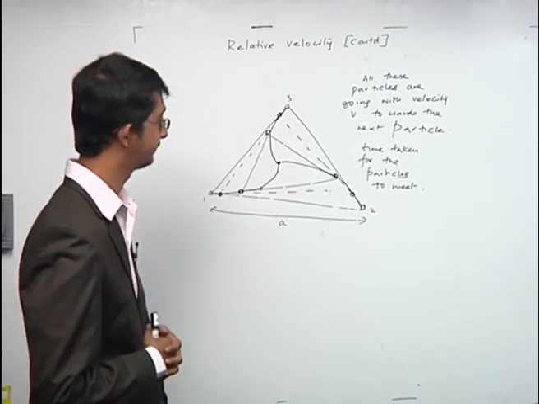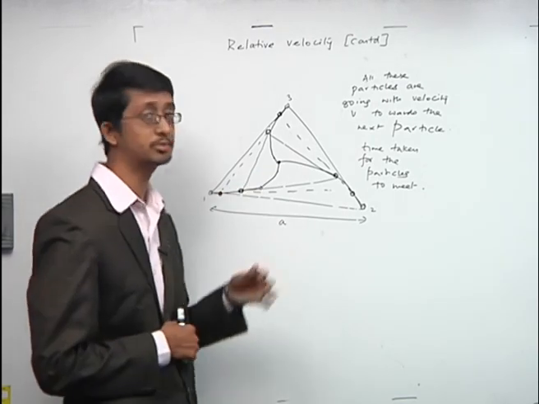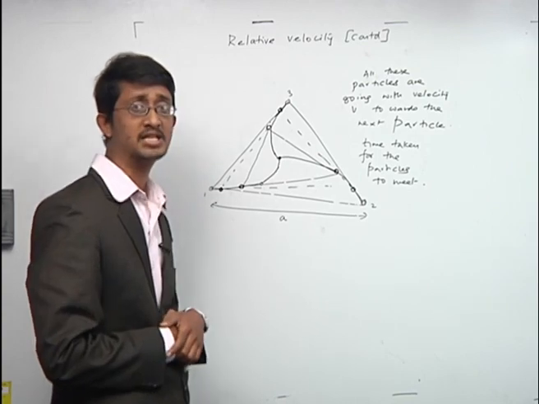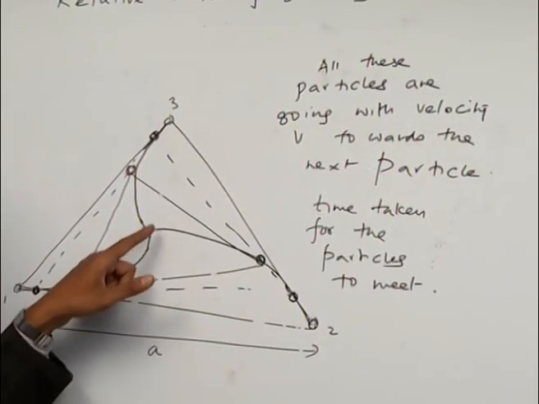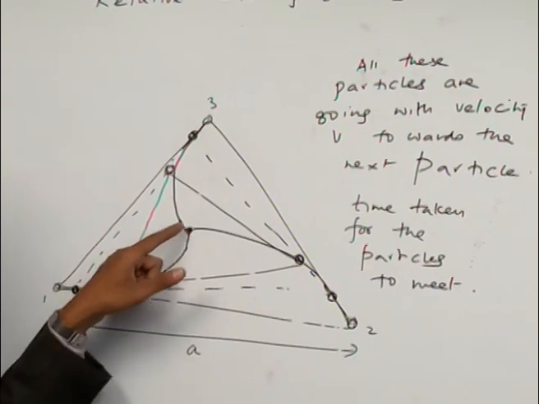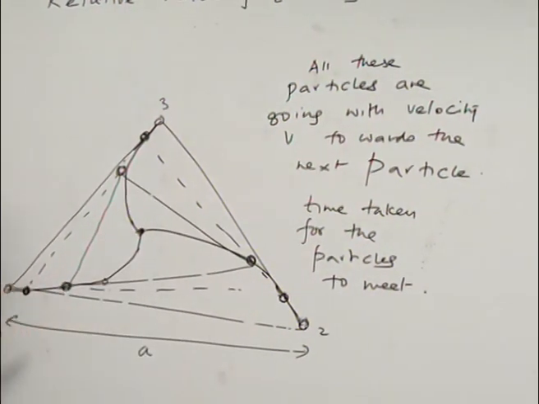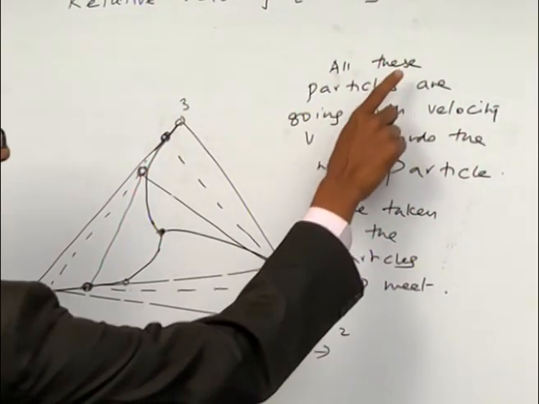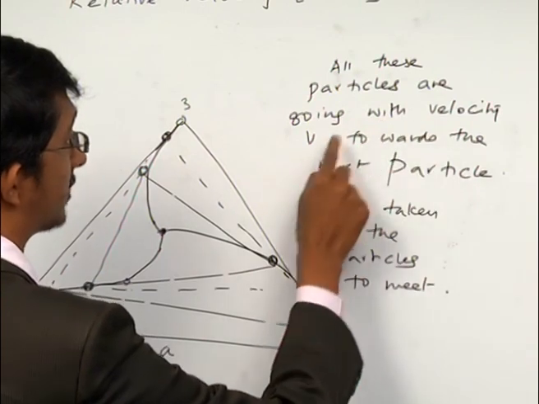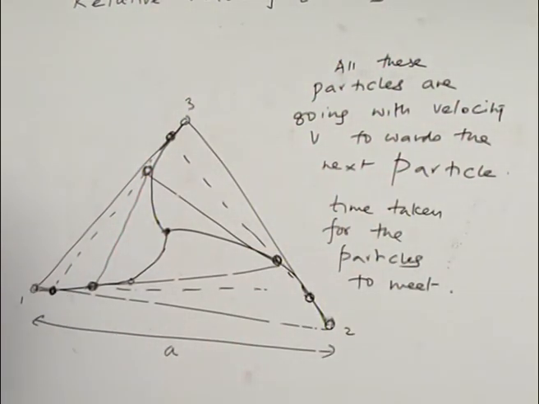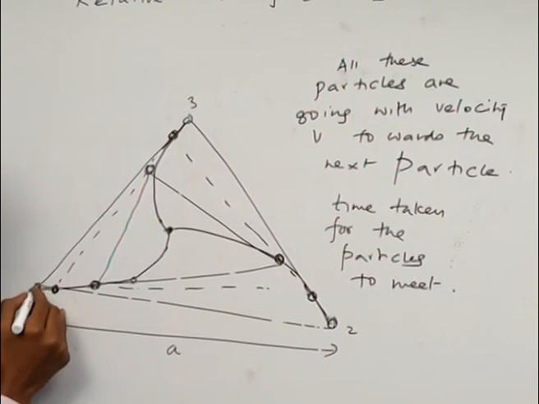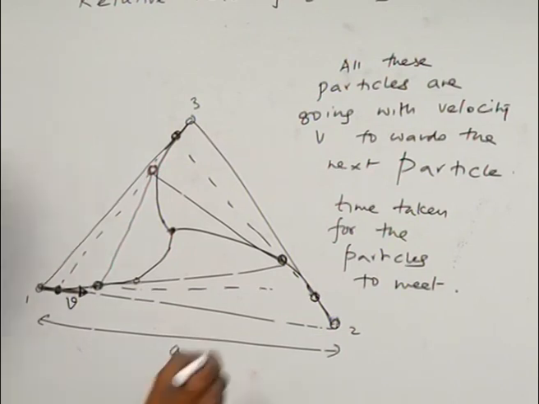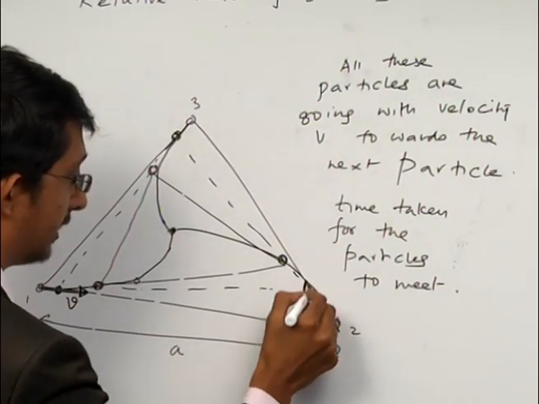Now how do we find this? Because the path of these particles seems to be very complicated. So I cannot use my normal displacement by time and so on, because we don't know even, for example, distance traveled by speed. If I want to use that, I should calculate this path length. That's very difficult. But here, if you look carefully, all these particles are going with a velocity v towards the next particle. So let's see that. 1 is going towards 2 with a velocity v. 2 is going towards 3 with a velocity v.